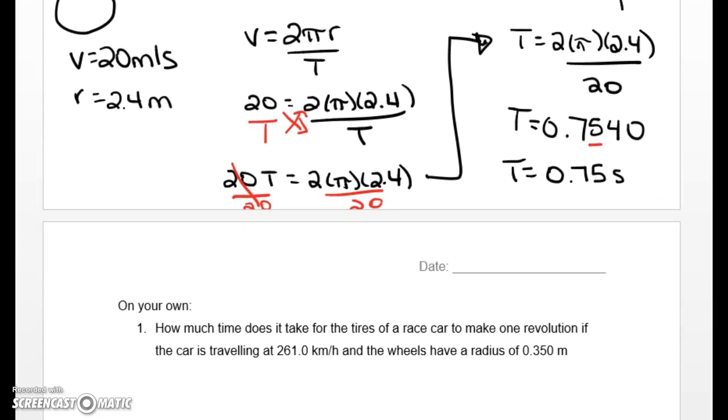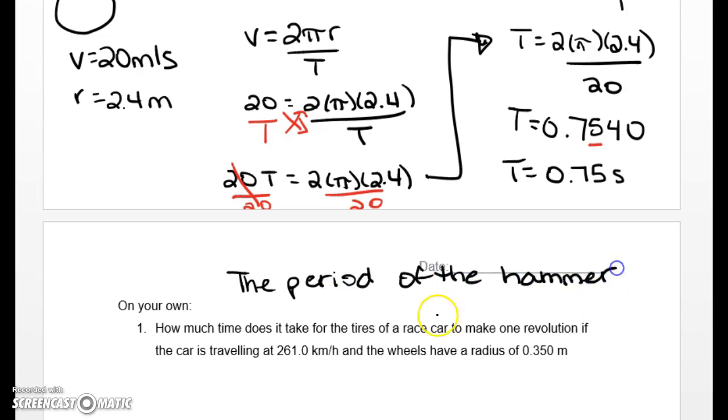Once again, as I did mention in the previous video, in terms of your period, you can just leave the units as seconds. We will assume that that is seconds per cycle. Then just to answer this using a sentence, we would say the period of the hammer is 0.75 seconds. They're just saying it would take about 3/4 of a second to complete one spin.